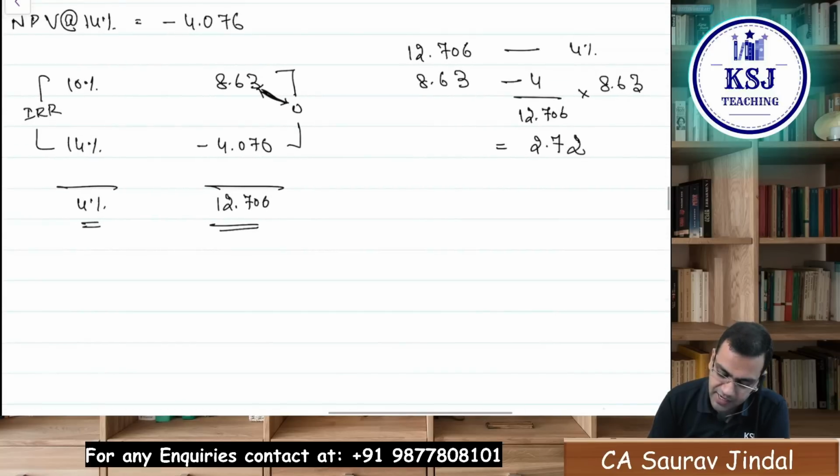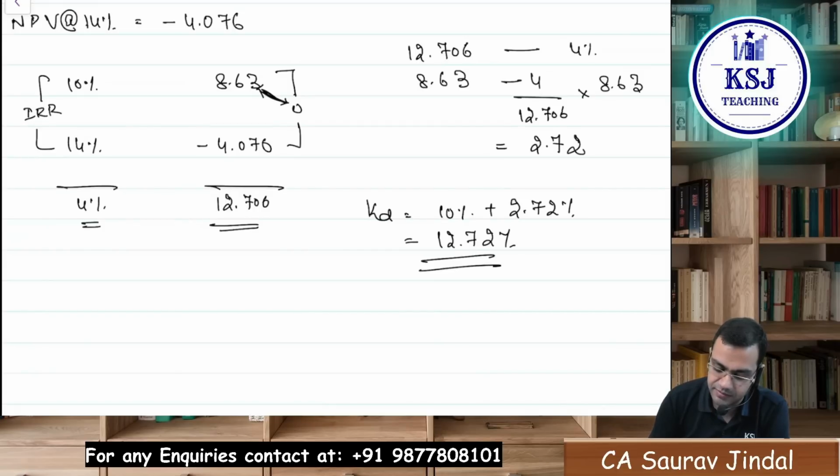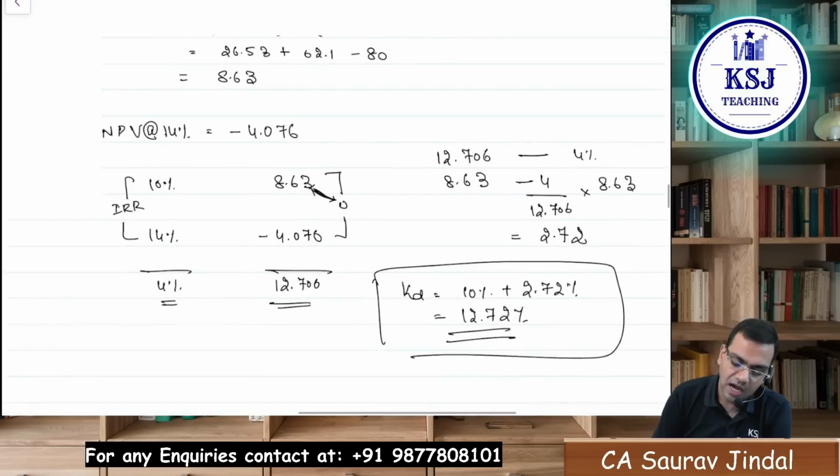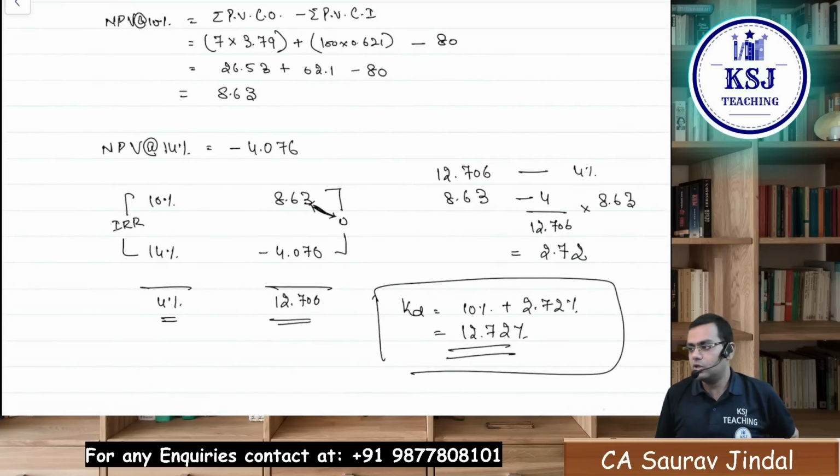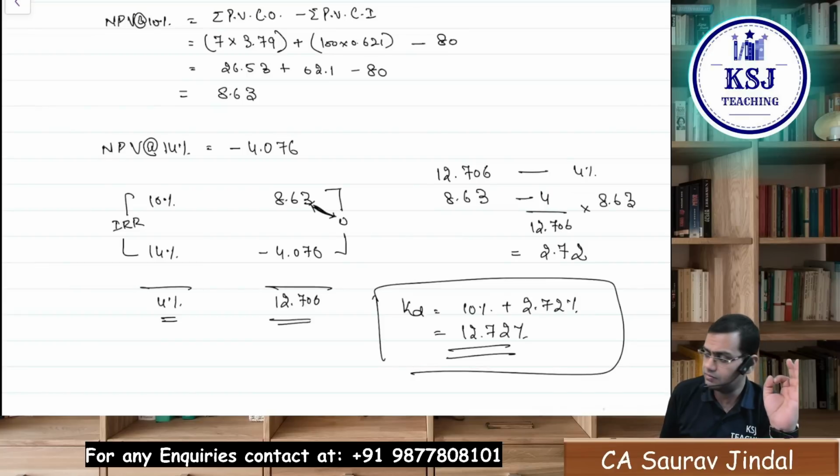So the IRR or KD will be 10% plus 2.72%. That comes to 12.72%. This is how you have to approach the yield to maturity method. That is IRR, interpolation. Clear, sir? Any doubts in this thing? It should be absolutely clear.